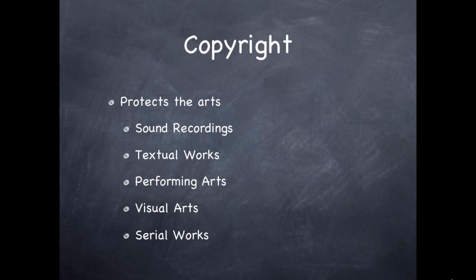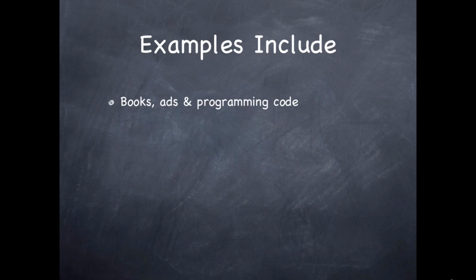If your company is dealing with anything creating written works, any sort of performance, video content, 2D, 3D artwork, audio content, recordings, podcasts, anything like that, you've got a lot of different categories that will fit in this mix. So to give you just a few examples, books, ads, and programming code can be protected under the literary works category.